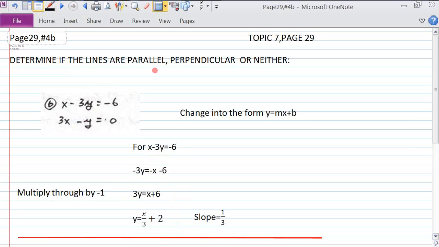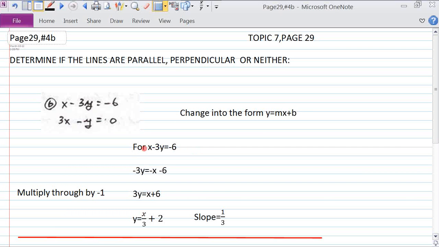Now, here we're asked to determine if these two lines, x minus 3y equals -6 and 3x minus y equals 0, are parallel, perpendicular, or neither. So what we're going to do is change them into the form y equals mx plus b, and compare the values of the slopes m.